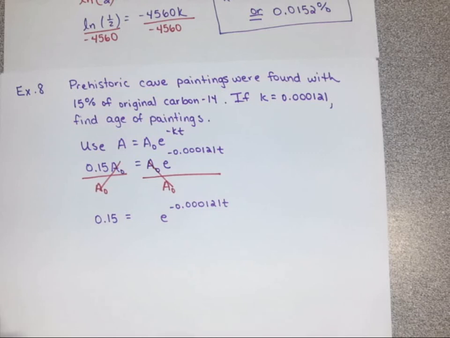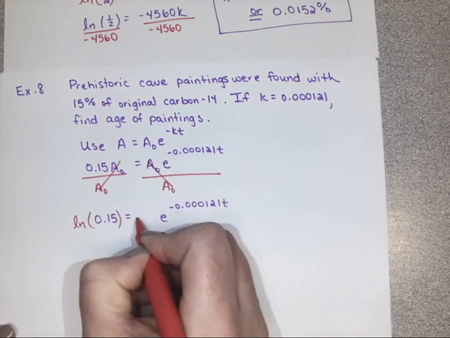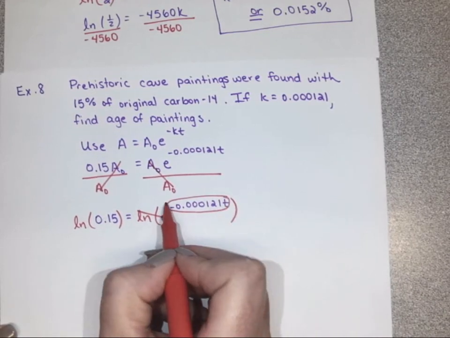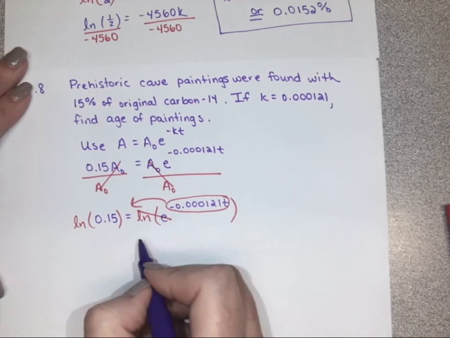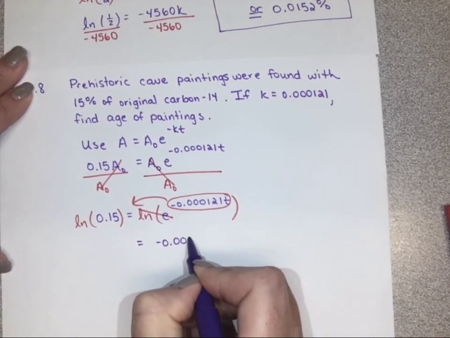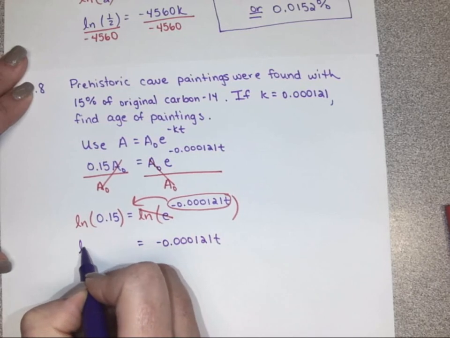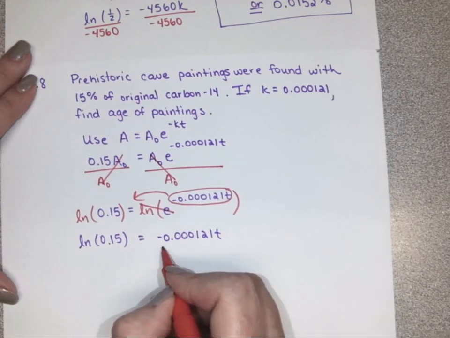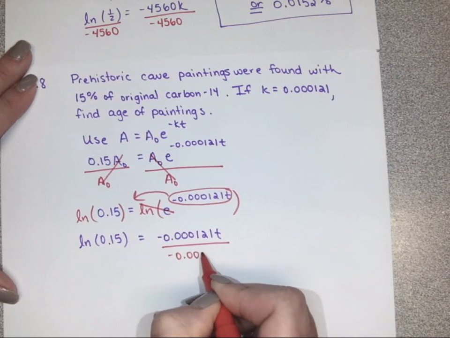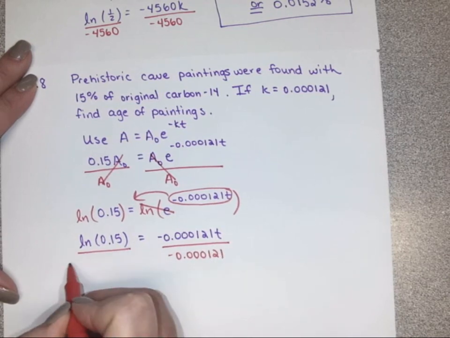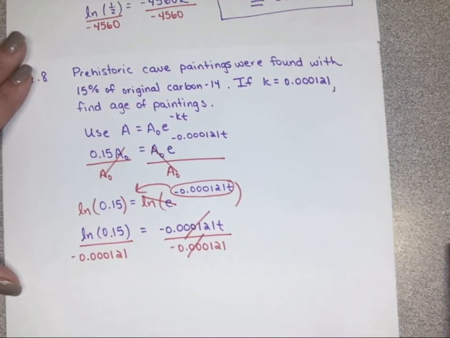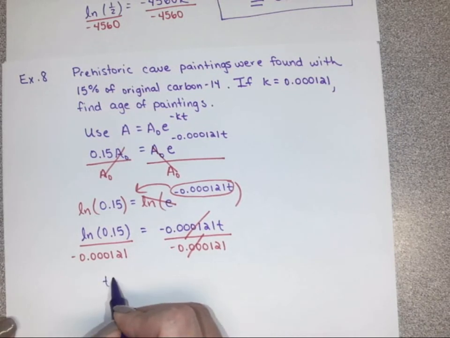And then one more time, we're going to take the what of both sides? The natural log, okay, which is going to cancel these and move this guy to the front. So on the right, I'm going to get negative 0.000121 t. On the left, I'm going to get natural log of 0.15. To finish it out, I just divide by the decimal, just like I have been before, which is going to get rid of those, and then I'll be able to tell approximately how old it is, okay?